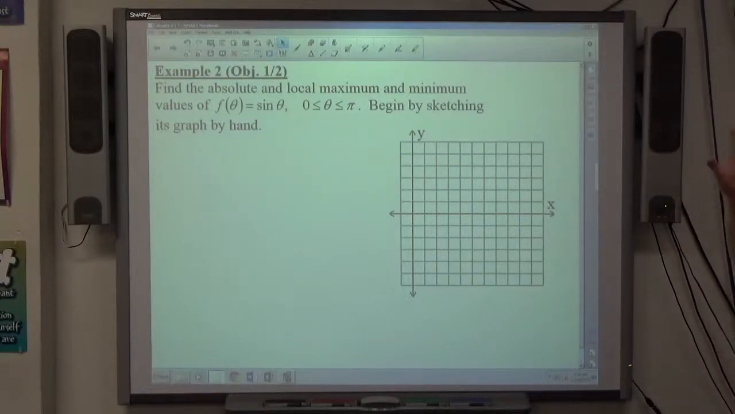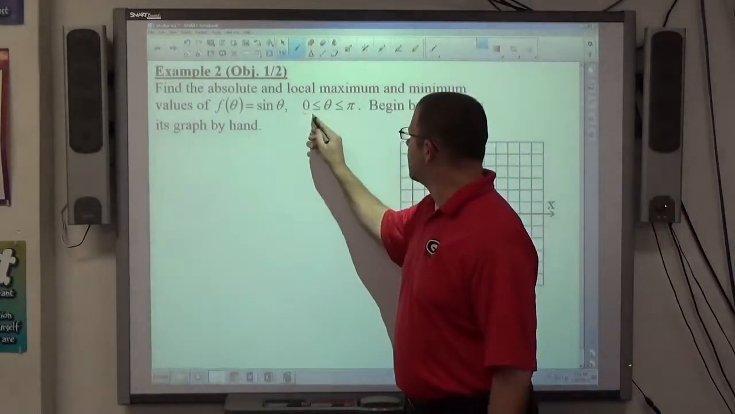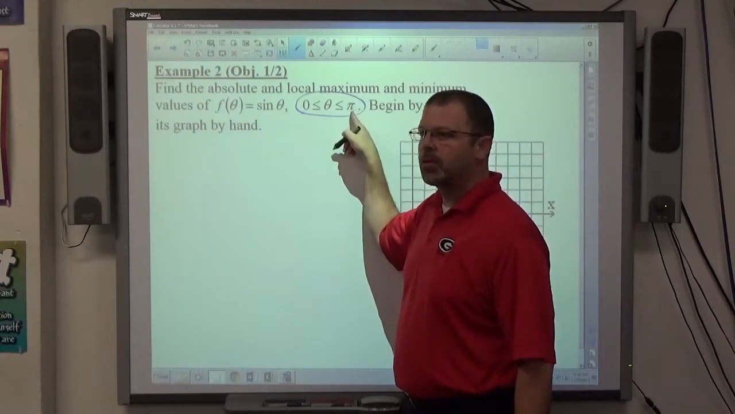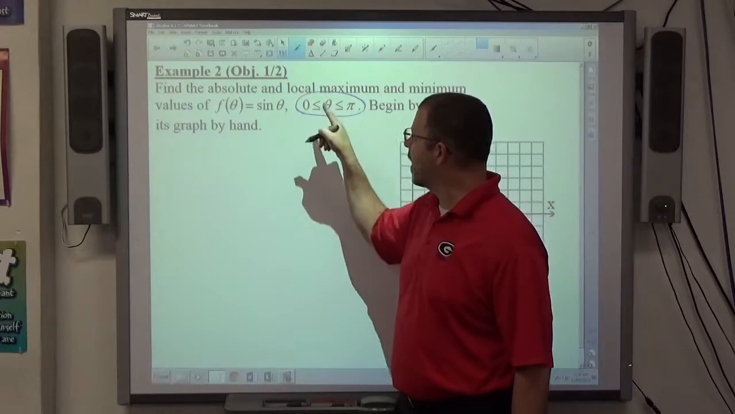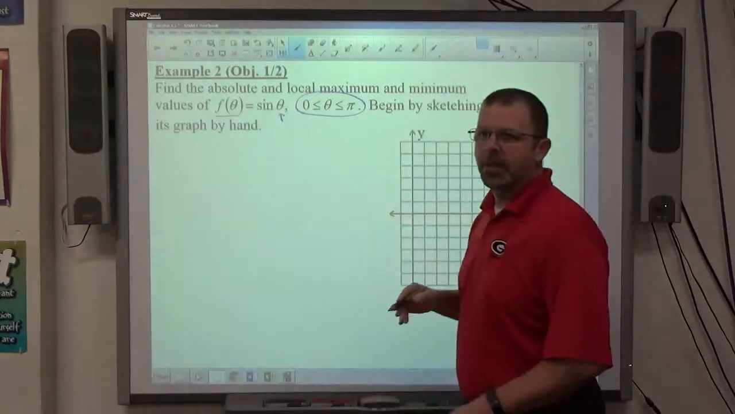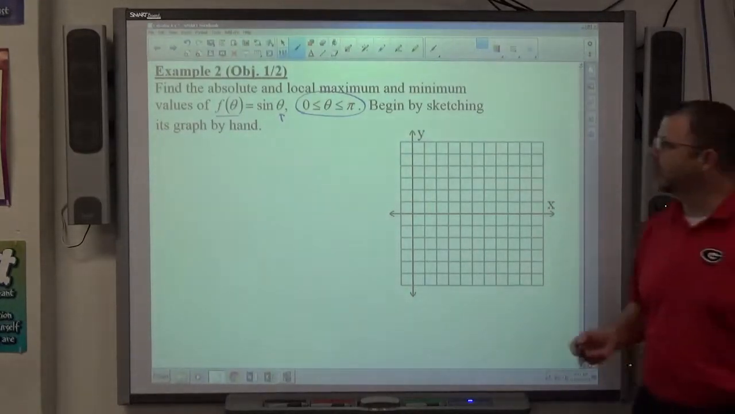Okay, example 2, moving on to a trigonometry equation, f of theta equals sine of theta. Again, that same question, they're asking me to find the absolute and local maximum and minimum values of this function from 0 to pi. Theta is our independent variable. They're giving us a restriction that theta has to live between 0 and pi, including 0 and including pi. So we're inputting theta and outputting f of theta. The x value is theta, the y value is f of theta, for the sake of graphing.